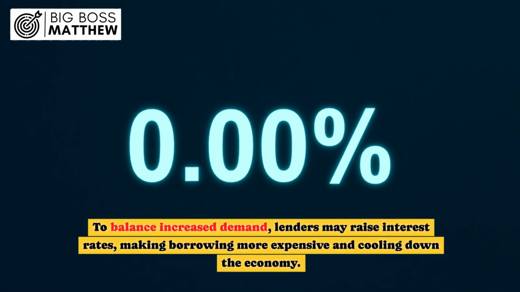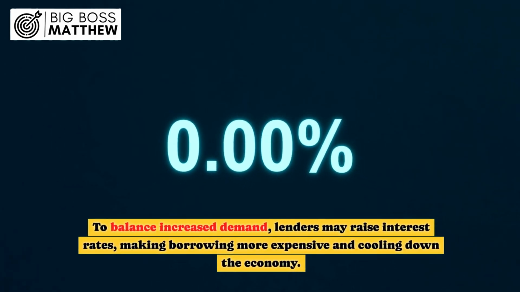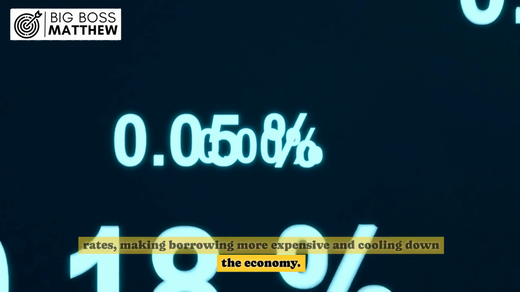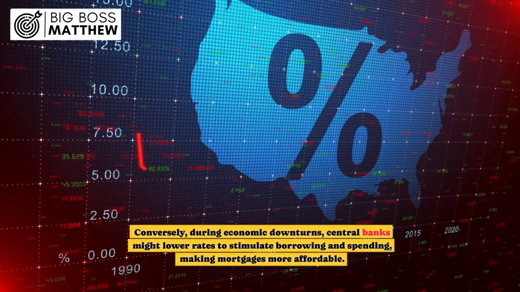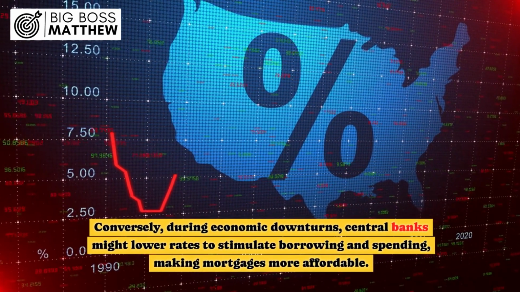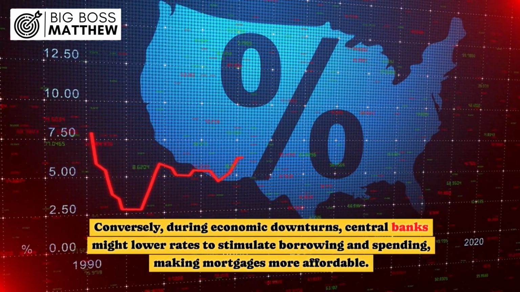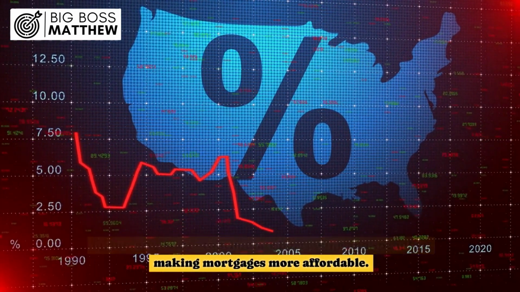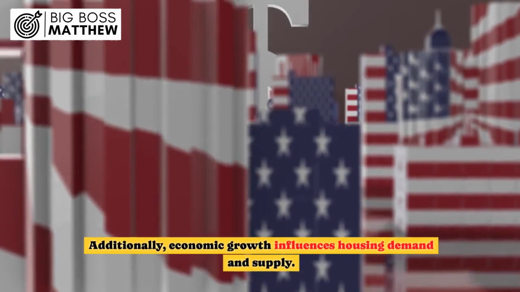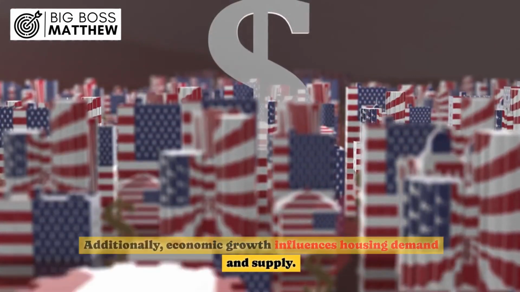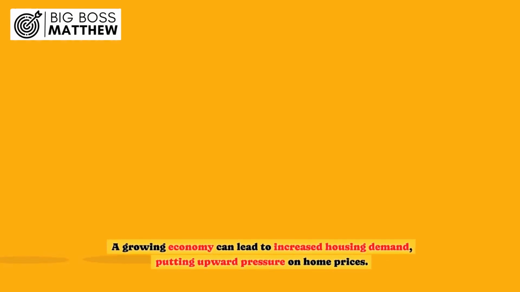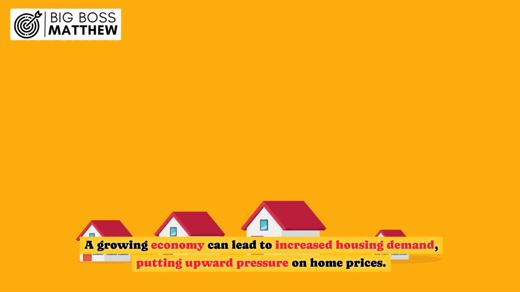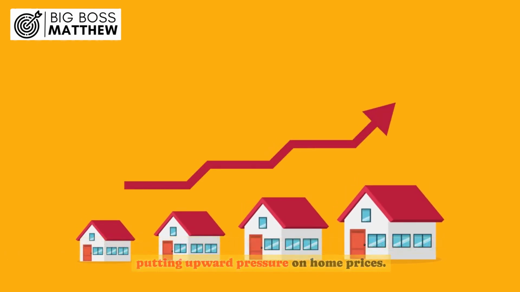To balance increased demand, lenders may raise interest rates, making borrowing more expensive and cooling down the economy. Conversely, during economic downturns, central banks might lower rates to stimulate borrowing and spending, making mortgages more affordable. Additionally, economic growth influences housing demand and supply. A growing economy can lead to increased housing demand, putting upward pressure on home prices.